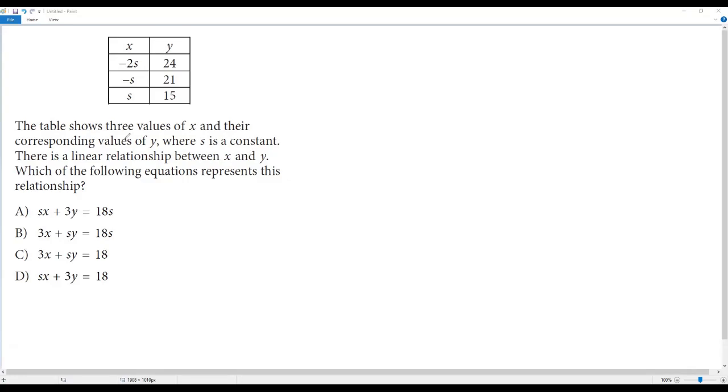The table shows three values of x and their corresponding values of y, where s is a constant. There is a linear relationship between x and y. Which of the following equations represents this relationship?